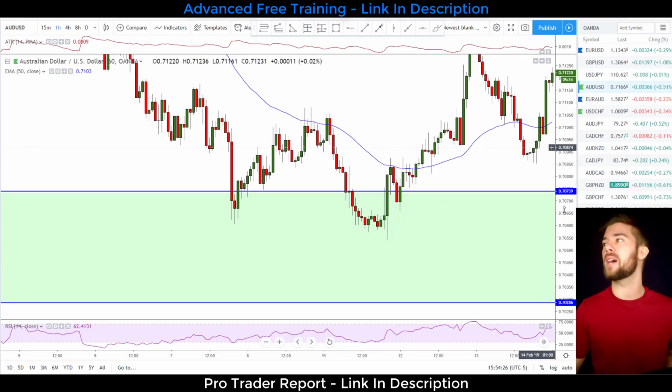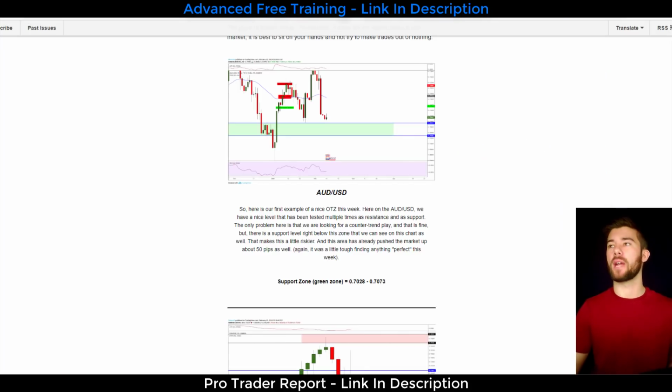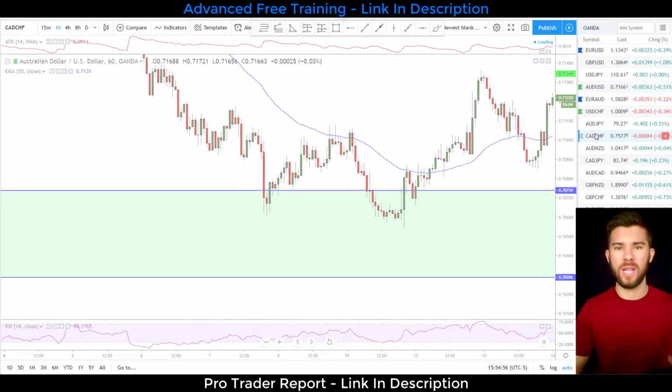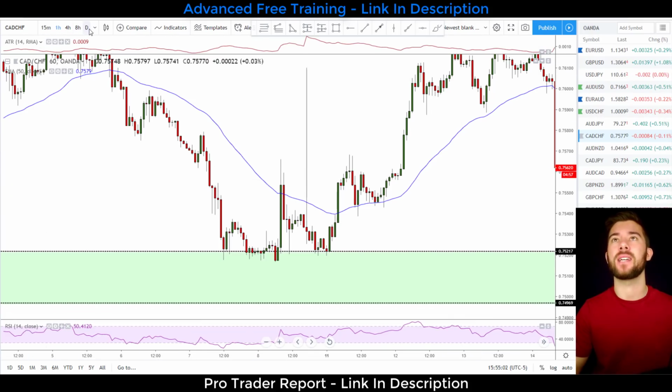So let's jump down to another Pro Trader report we had. And I'll actually bring that back over one more time for you guys. Okay, found it. It was the Canada Swiss OTZ. In this case, we had a support zone on the Canada Swiss. We were looking at a 0.7496 to 0.7521. Let's jump over to the Canada Swiss and we'll see if we have one of those shooting star or hammer candlestick formations. And in this case, let's zoom out to the daily.